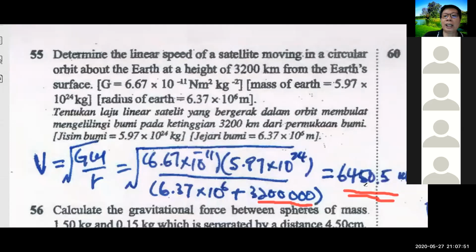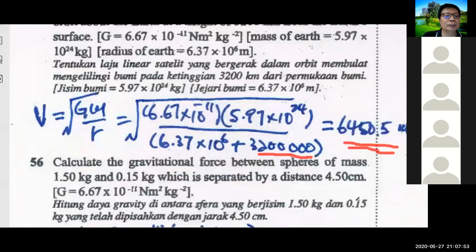Question 56 now. Read the question. Calculate the gravitational force F between the spheres of mass 1.5 kilograms and 0.15 kilograms. We know that between two objects there will be a gravitational force, a pulling force. So, can someone tell me what formula to use here? The gravitational force between two objects, what is the formula?